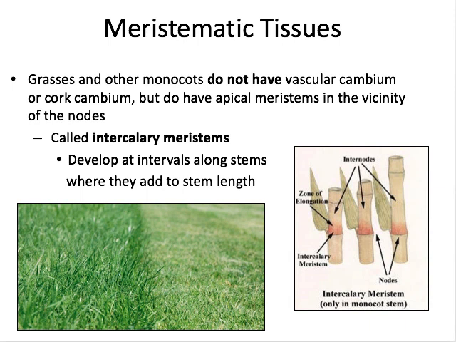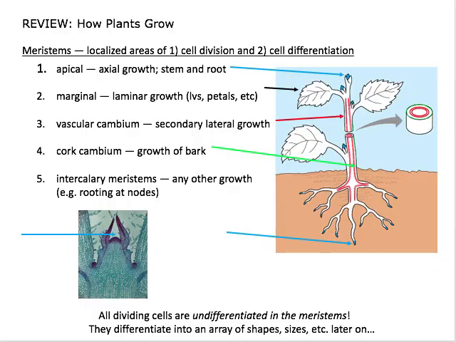Think about when you mow the lawn. When you mow the lawn, the grass isn't dead. It eventually grows back and you have to mow it again. That is because of these special types of meristems called intercalary meristems that are found in these monocots.